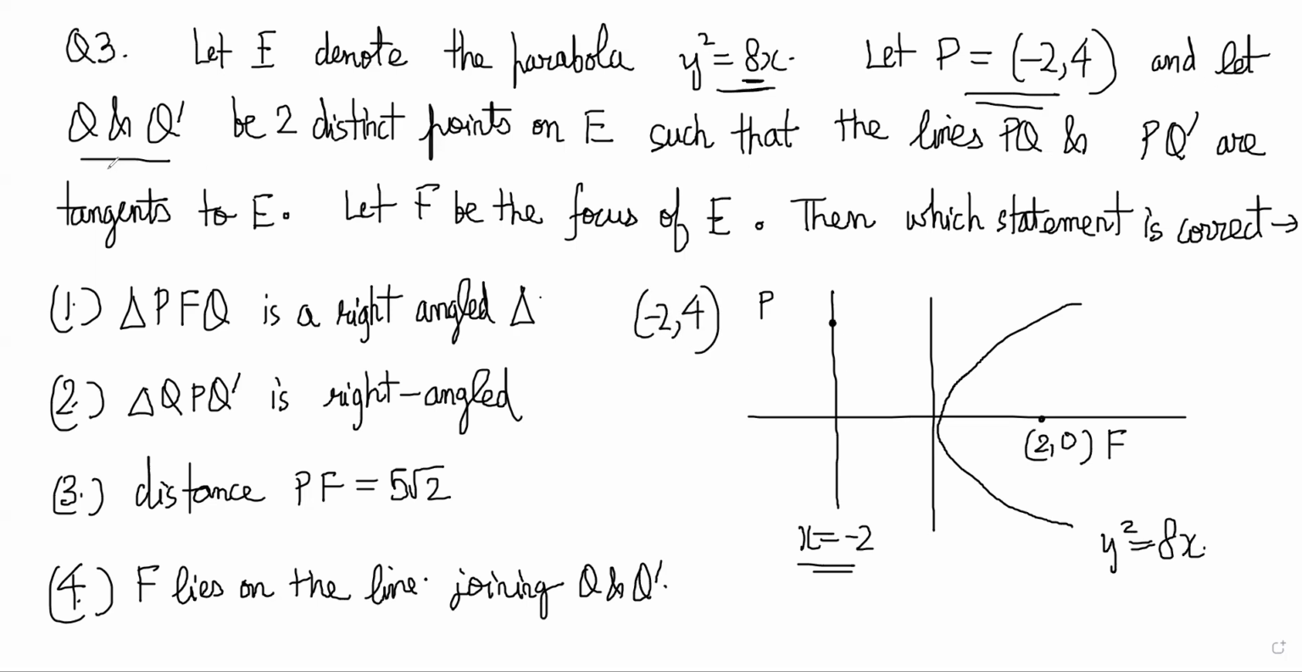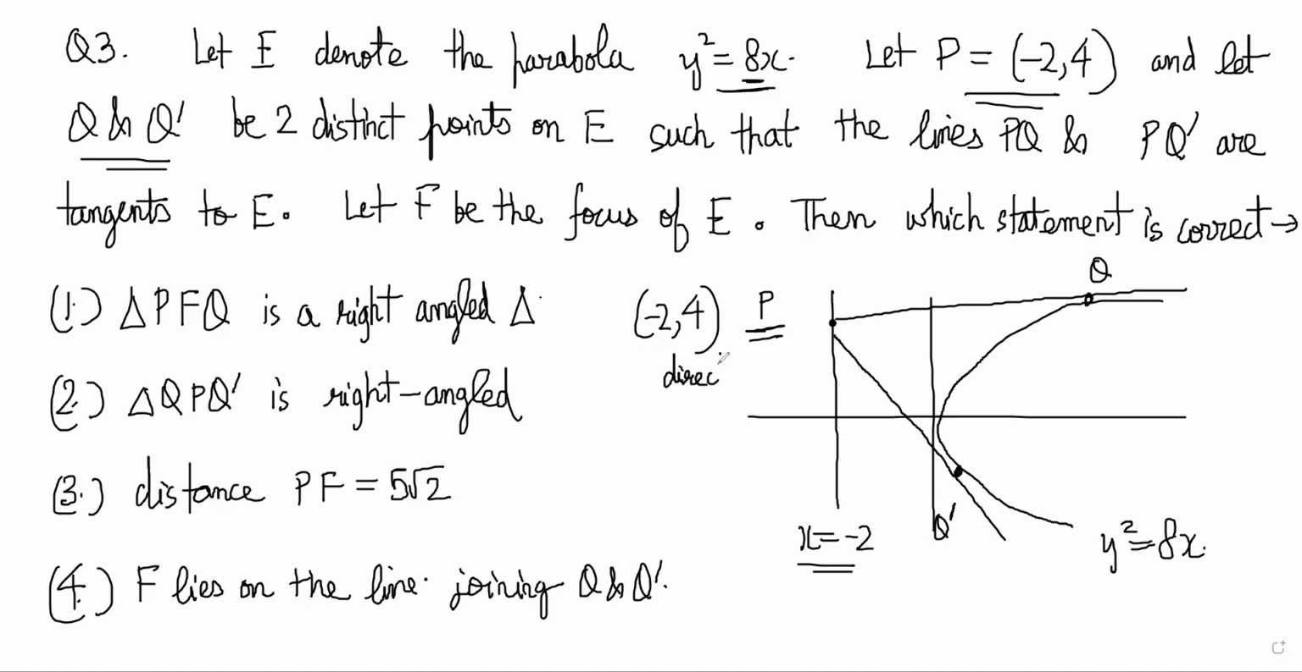And we are saying Q and Q dash are 2 points on E such that the lines PQ and PQ dash are tangents. So PQ is a tangent and PQ dash is also a tangent, right? So basically the point P is the intersection point of two tangents to a parabola, right? Two tangents to a parabola intersect at point P and P lies on the directrix.